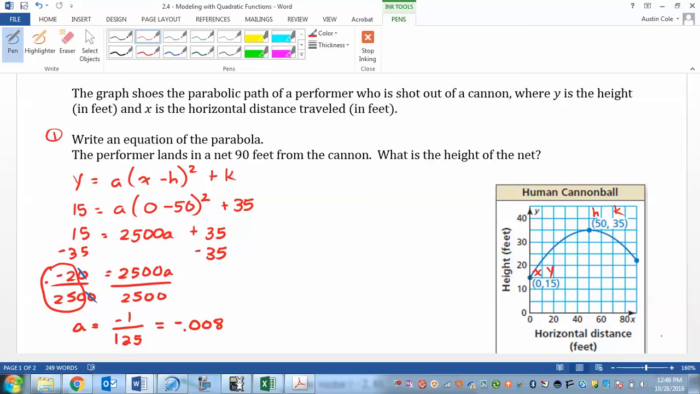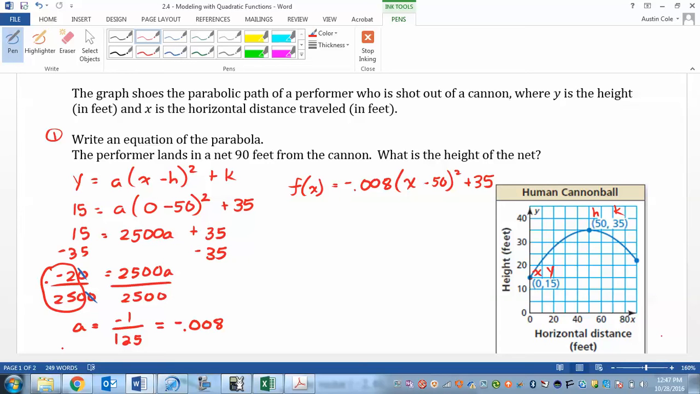Okay? So my function is going to be f of x equals, my a value is negative 0.008 times (x, what's my h value? Minus 50) squared plus my k value, which is 35. Oh, we're not done. The second part says the performer lands in a net 90 feet from the cannon. So horizontally, he's 90 feet from the cannon.